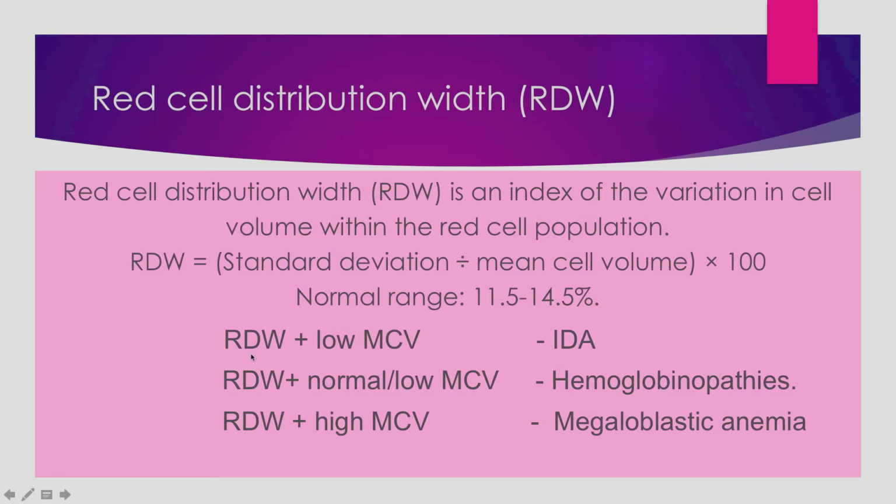If the red cell distribution width is increased and the MCV, mean corpuscular volume, is decreased, the average volume is decreased and the RDW is increased, that represents iron deficiency anemia. If red cell distribution width is increased with normal or low MCV, that represents hemoglobinopathies, which we will study in hemolytic anemias, for example thalassemias. RDW plus high MCV represents megaloblastic anemia, because the mean corpuscular volume has increased and the red cell distribution width has also increased. Some cells are small, some cells are large, some cells are normal size. So RDW has increased, so it represents megaloblastic anemias.